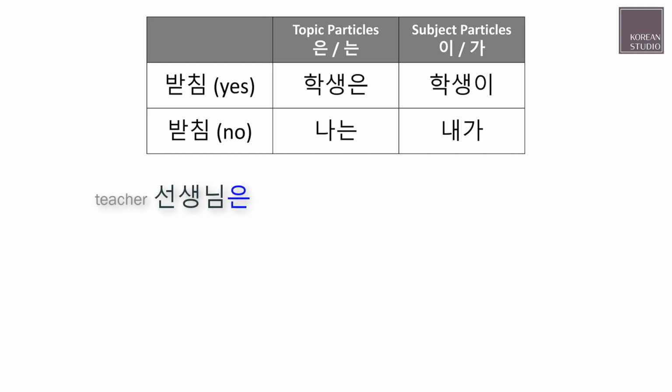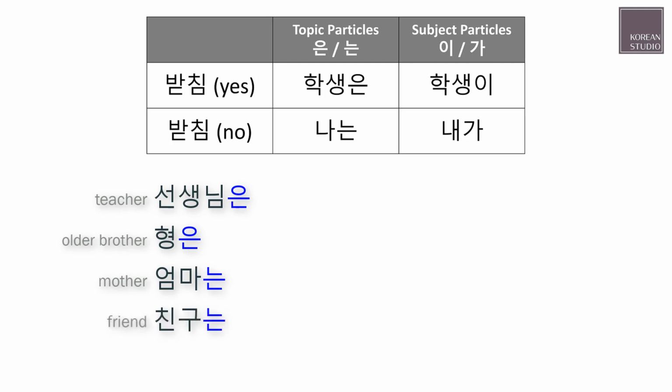선생님은, 형은, 엄마는, 친구는. So as you can see in all these examples, we use 은 if the syllable before has a 받침. If not, then we use 는.